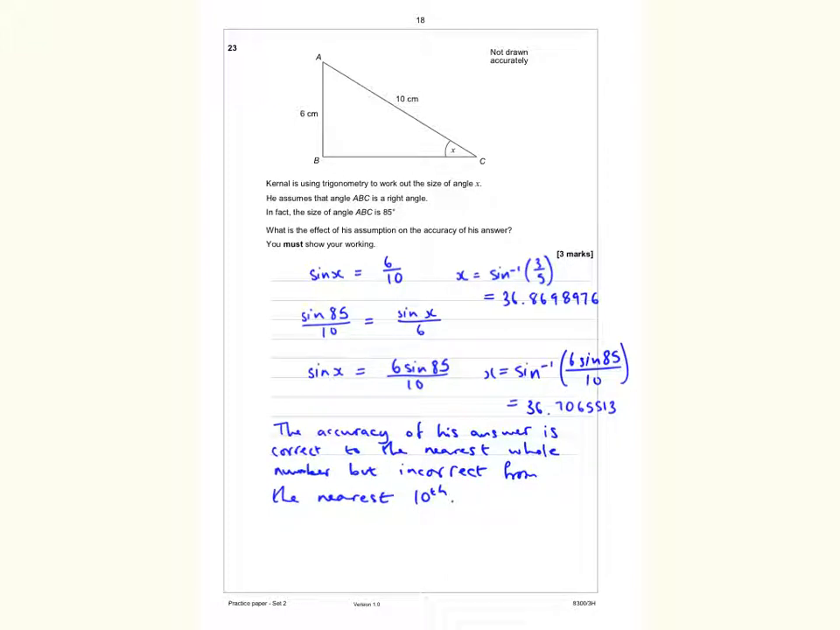So we can see that if we round this to the nearest whole number, we'll get 37, and round this to the nearest whole number, we'll get 37. So if he made this incorrect assumption, found the value of x and rounded it to the nearest whole number, he would have got 37, which is what he would have got if he had calculated it properly. But if he was to round to one decimal place, he would have got 36.9 here, and here he would have got 36.7. So then it would have been wrong. Okay, so that's what we said here.